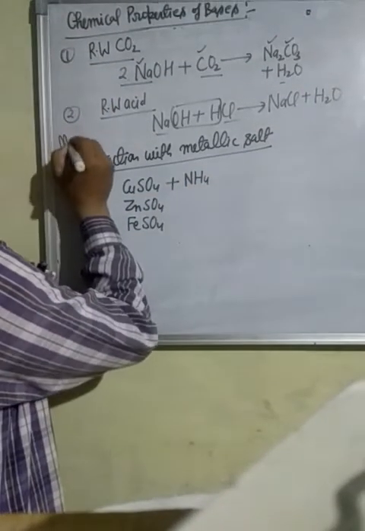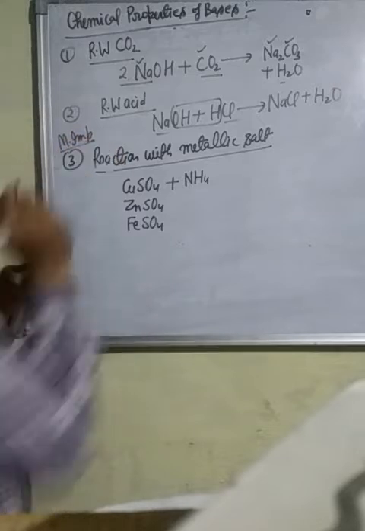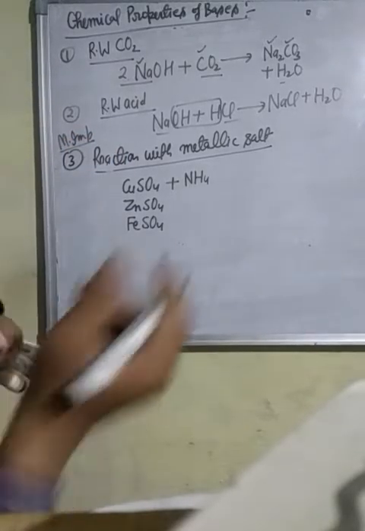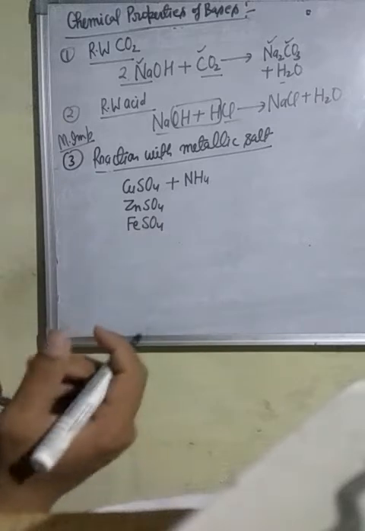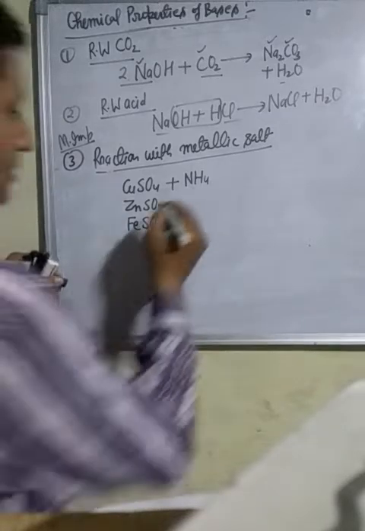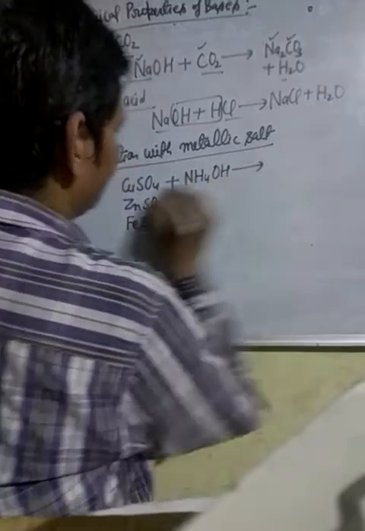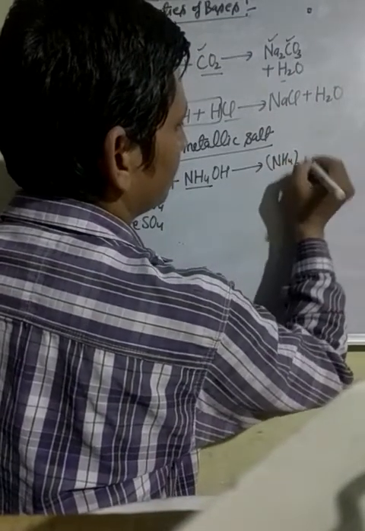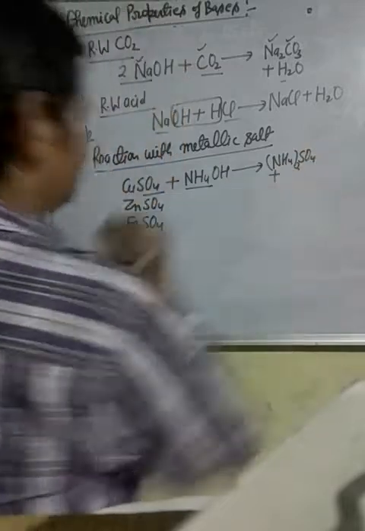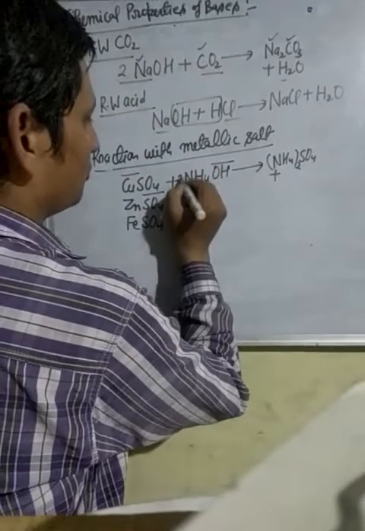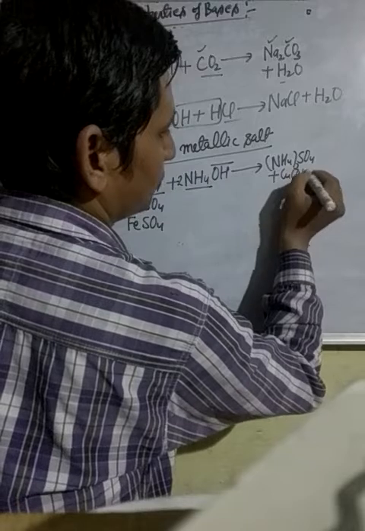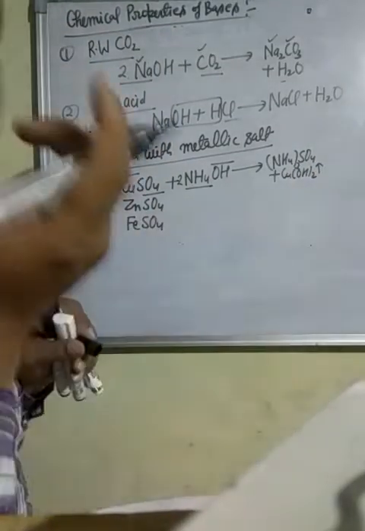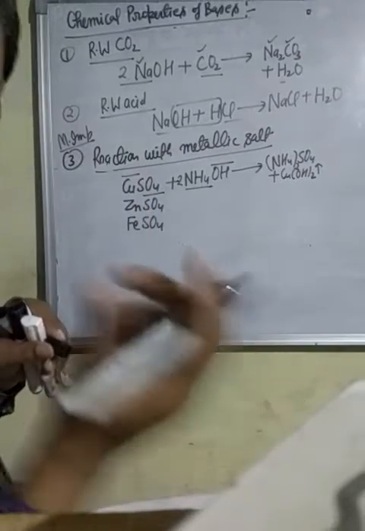Student, this is the most important reaction, so you have to prepare it. These reactions have come in the board exam 8 times in the last 10 years. Especially the observation in the board exam asks for color, so please prepare it. With ammonium hydroxide, we get ammonium sulfate, (NH4)2SO4, plus Cu(OH)2, copper hydroxide. You have to learn the color of copper hydroxide. Color of copper hydroxide is pale blue.